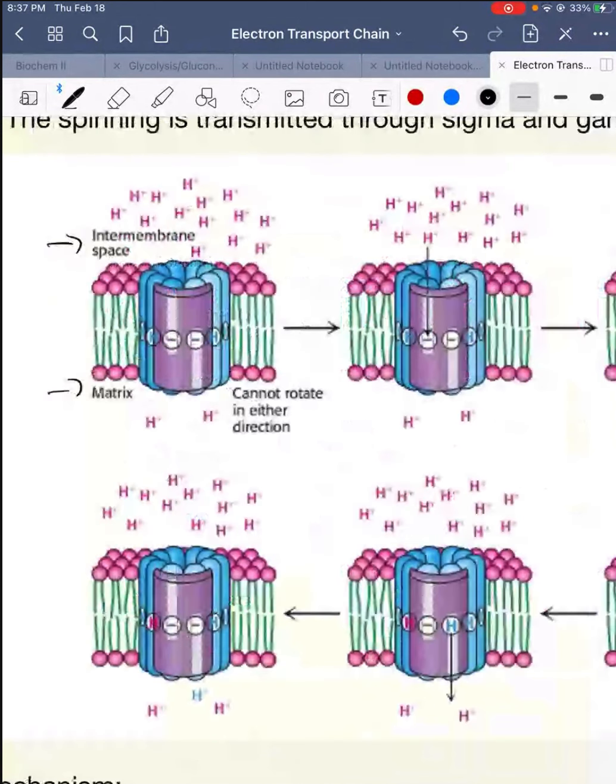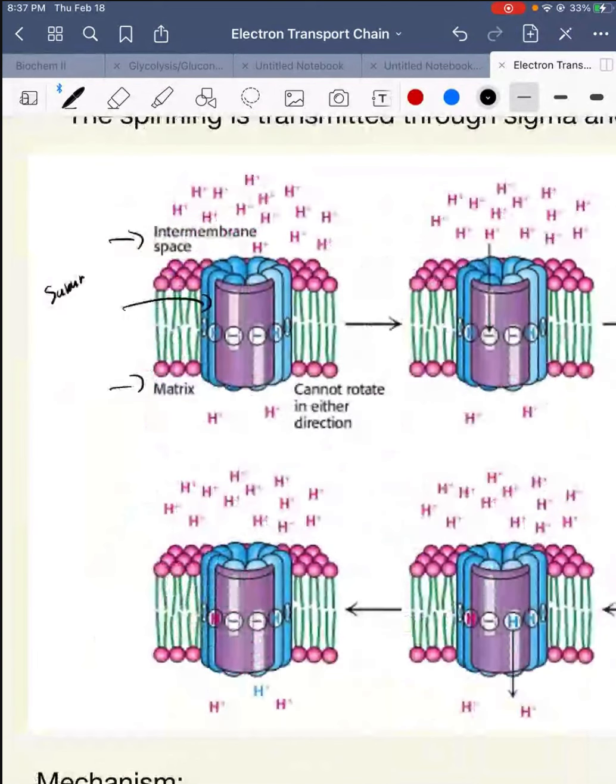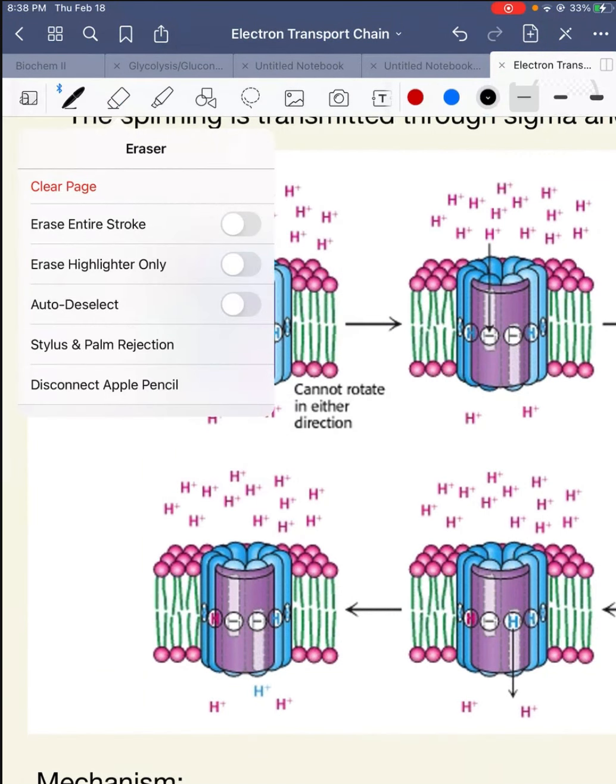So this is subunit C in F0. And then it has those two half channels. It has a half channel facing the intermembrane space, and it also has another half channel facing the matrix. Okay? So what happens is, let me get the pen.